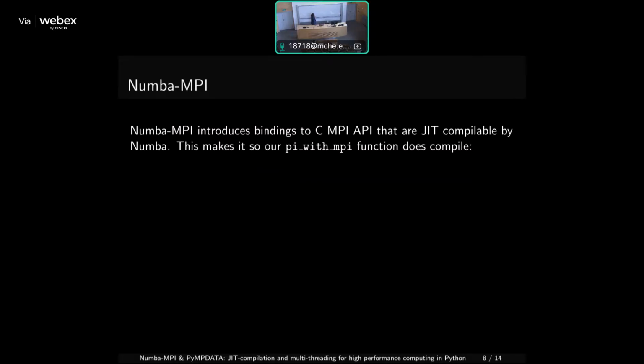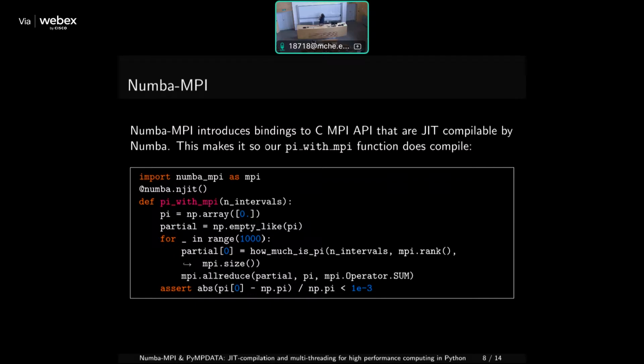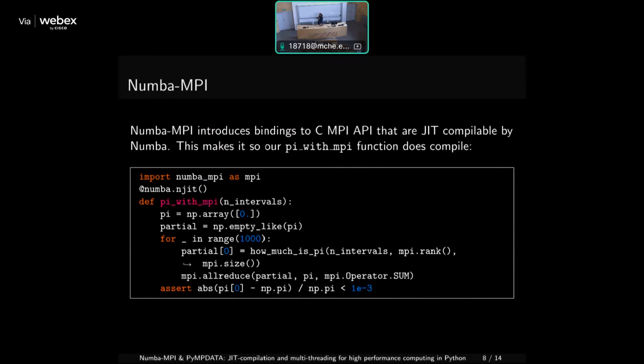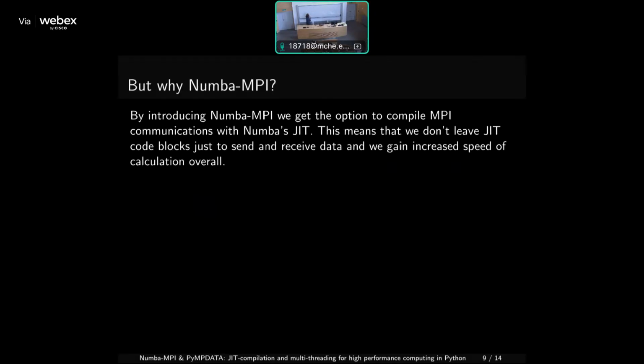Numba basically takes the pure C API, accesses the C API of MPI, that's a lot of letters, and that's something Numba can compile. So we switch up mpi4py for Numba-MPI, and this code block would calculate Pi in a distributed memory parallelism fashion.